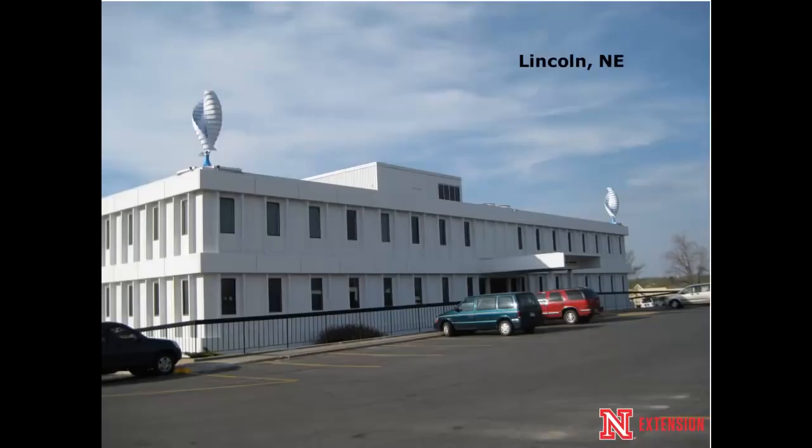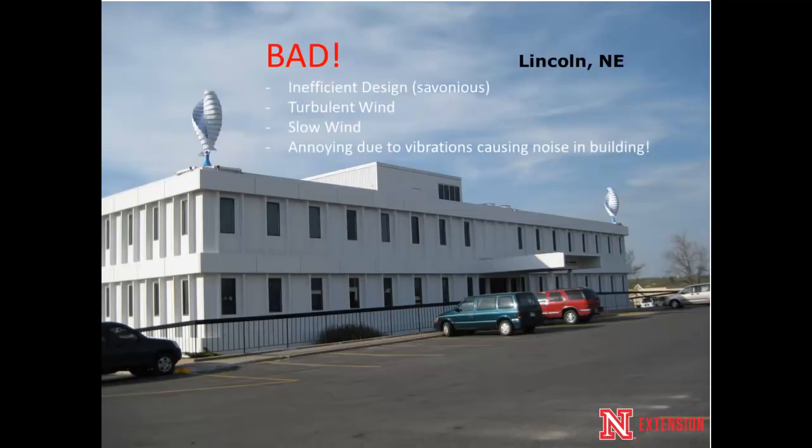Here are some examples. Here are 2 wind turbines on a building here in Lincoln, Nebraska. After 3 years, these turbines have effectively produced no power. I repeat, in 3 years of operation, they have never produced any power. And the reason is multifold. Let's look at this. These are bad. They're an inefficient design. Remember, this is that Savonius design. It's inherently inefficient, which already gives it that drawback. It's in a turbulent wind area. It's low to the ground.